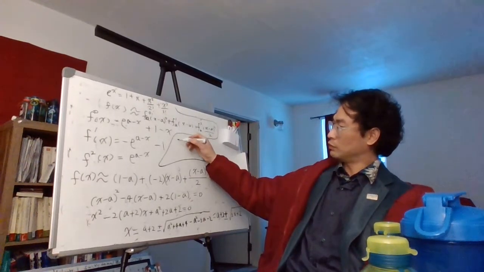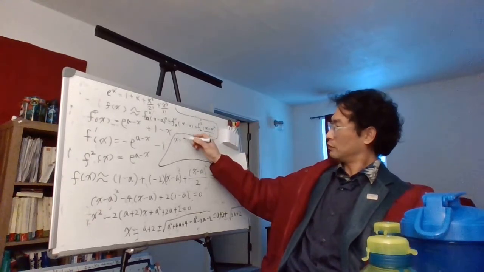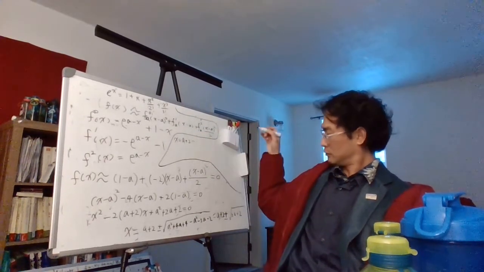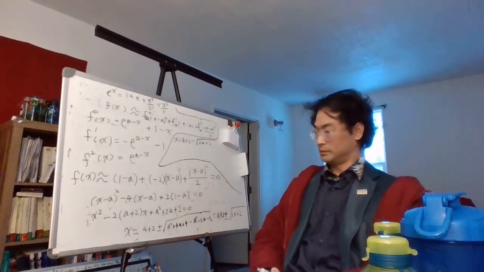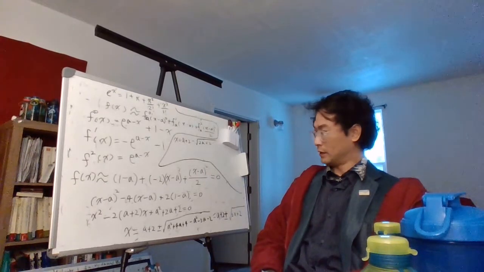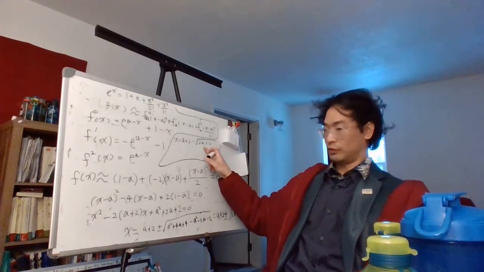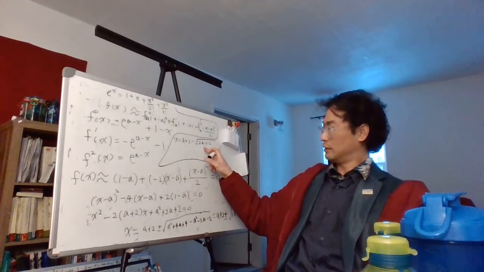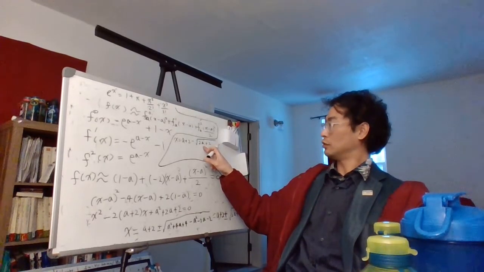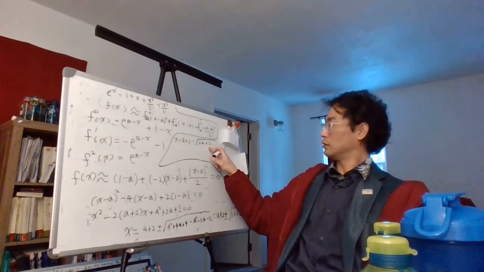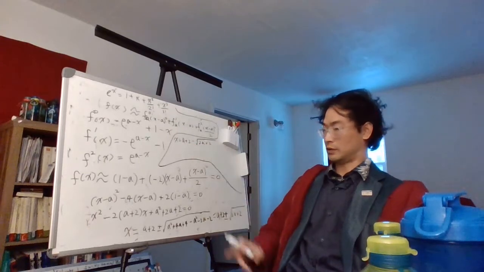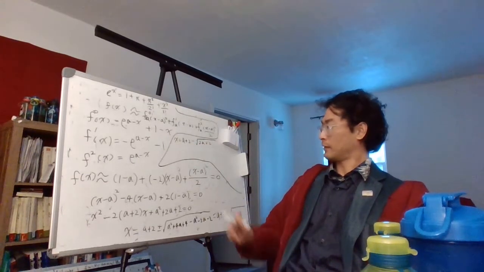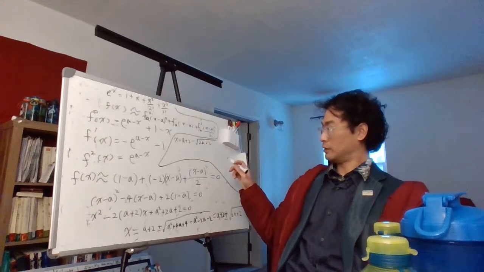So x is equal to, if we know a is more than 2, when a is equal to 2, 4 minus square root of 6.